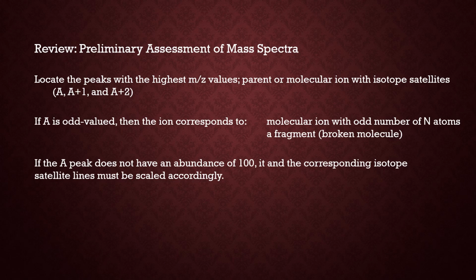And when we start talking about fragments, all those peaks to the left of the highest M to Z, you'll see that most of those are odd valued. And then finally, if the A peak doesn't have an abundance of 100, you have to scale it up accordingly and apply that scaling factor to the A+1 and the A+2 to actually apply the isotope satellite rules and do the counting for the molecule.